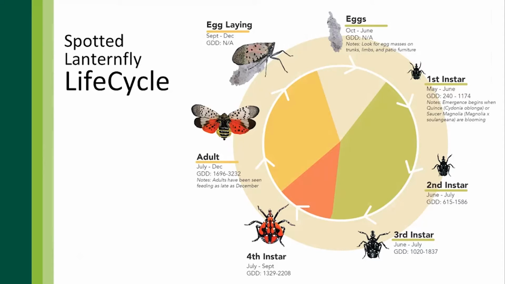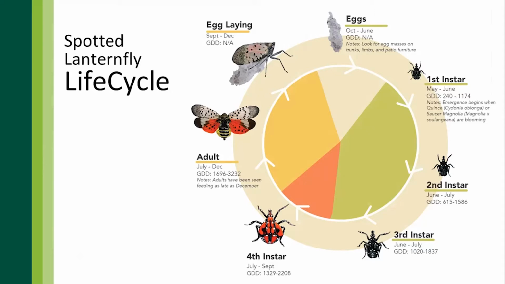And it begins with quince or saucer magnolia. Those are a common one, especially on the East Coast, for when they're blooming. You can probably be pretty certain that those first instars are going to be emerging. And then it'll progress into the second, and then the third, and then the fourth, and then really take note of when that adult stage occurs. That's another life stage that we're really going to be focusing our application stages, or our management strategies, on.